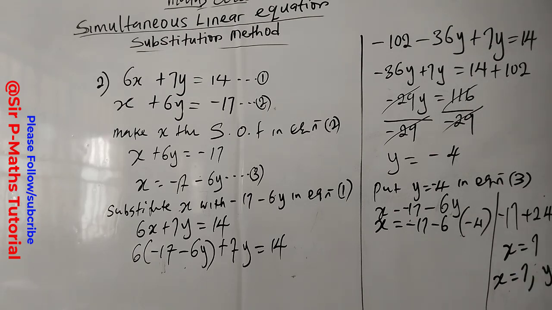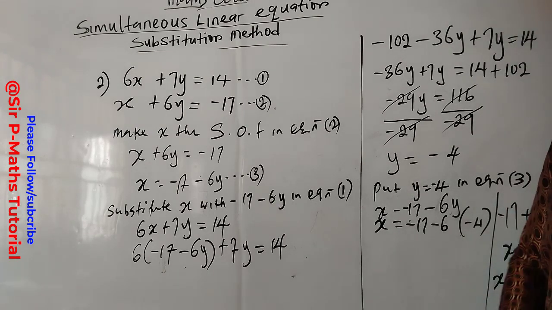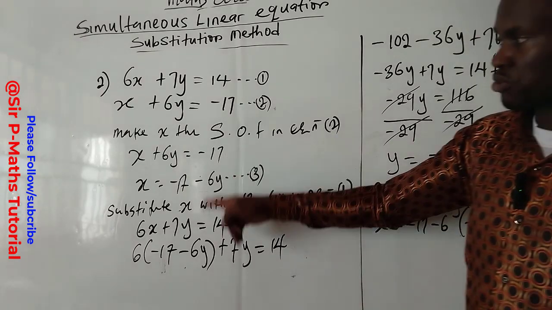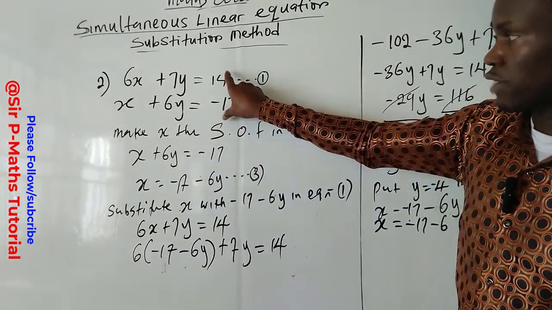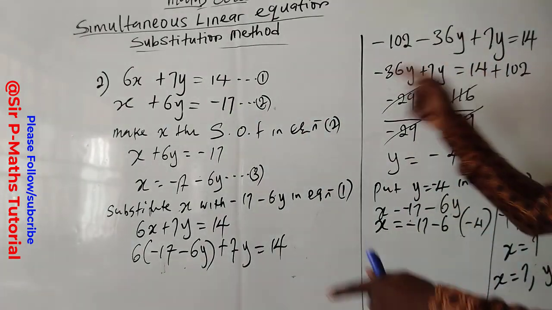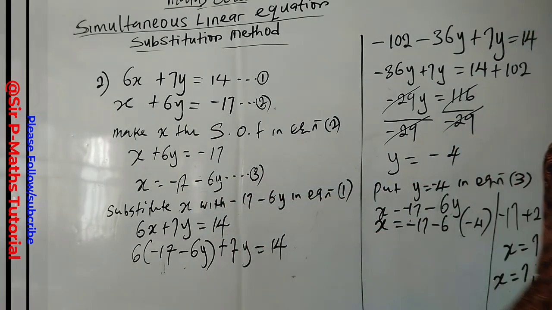This becomes my answer. So to solve by substitution method, start with any equation in which you can easily make one of the variables the subject. When you have made it the subject, substitute it in the other equation. Of course, you have to substitute in the other equation. Get one variable, take it back to the equation you formed when you were making the subject of formula, and get the other variable.